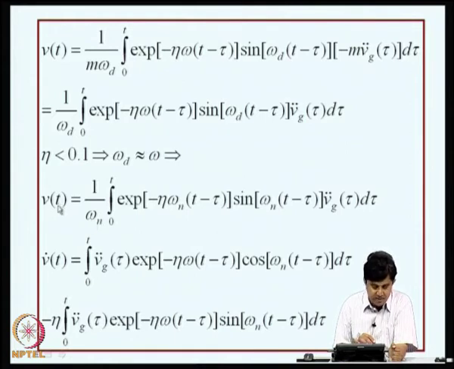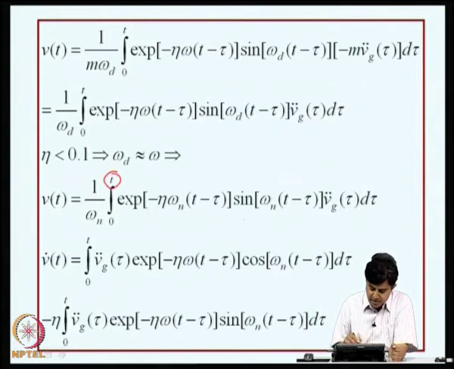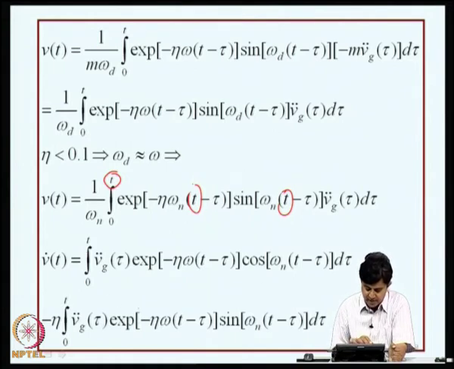Associated with this expression for relative displacement, we can derive the expression for relative velocity by differentiating this expression with respect to t. The t appears here as a limit, here it appears, here and here. So, we need to perform differentiation with respect to this t, and we get two terms: once we differentiate the integrand, and next with respect to the limit. So, we get the expression for relative velocity as shown here.